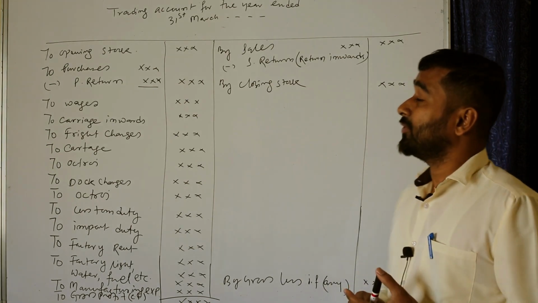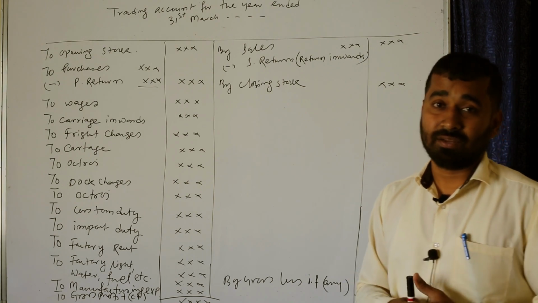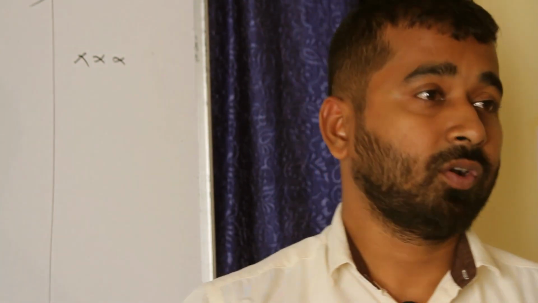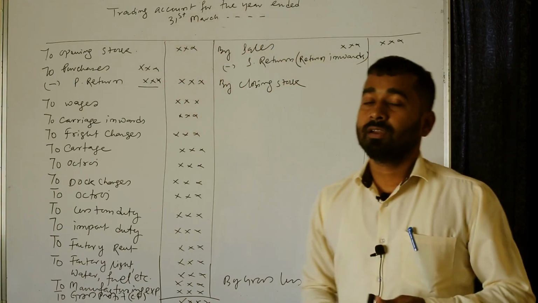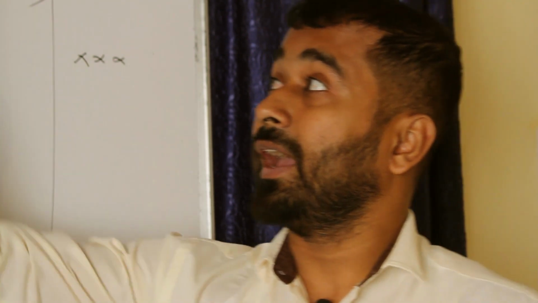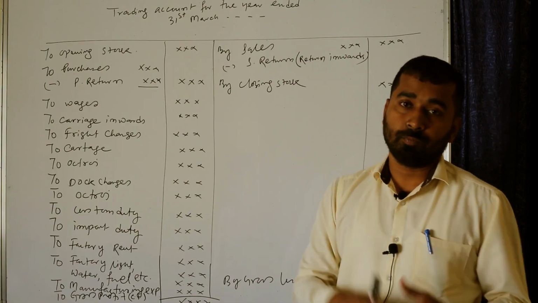So let's see the format first. After that we are going to start a question as an easy question. First time we will see that, and after that some adjustment questions also we are going to see. Okay, so trading account for the year ended. Definitely the year for which you are making this is known as the assessment year, and we are making the previous year's account, because that previous year is already completed and you have all the transactions with you.